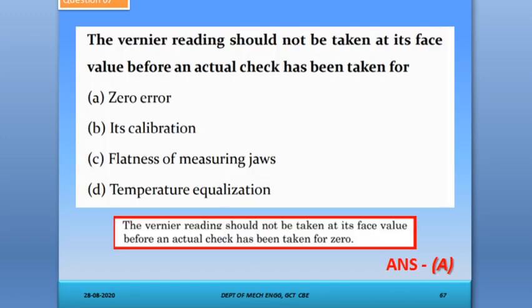The first one: the vernier reading should not be taken at its face value before an actual check has been made for zero error, its calibration, flatness of measuring jaws, and temperature equalization. Before using the vernier caliper, we can check its zero error. Is the answer A? Zero error is the answer. The vernier reading should not be taken at its face value before an actual check has been made for zero error.